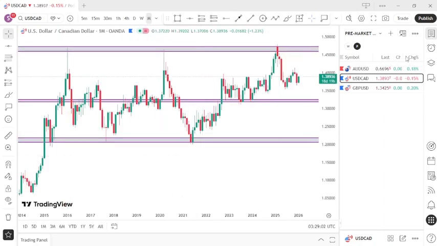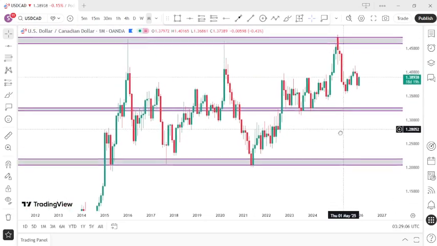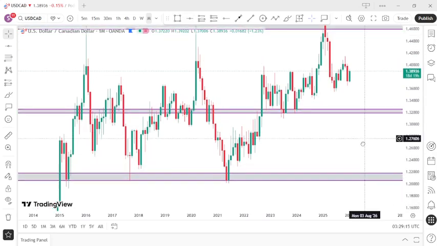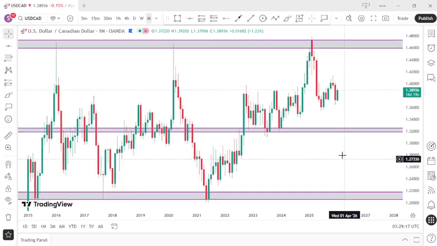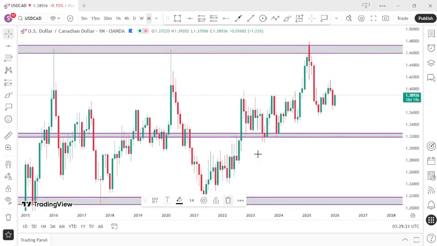Beautiful. The next pair on the list is USDCAD. Okay. So this is USDCAD on the monthly time frame. I have my monthly upper zone here, midway zone here, and my monthly lower zone here.